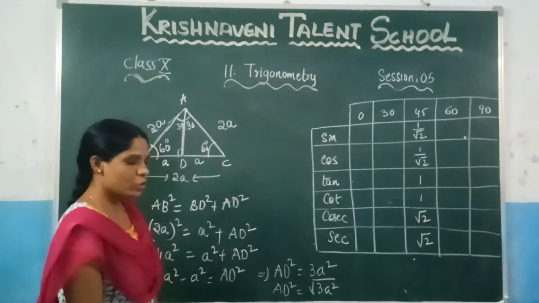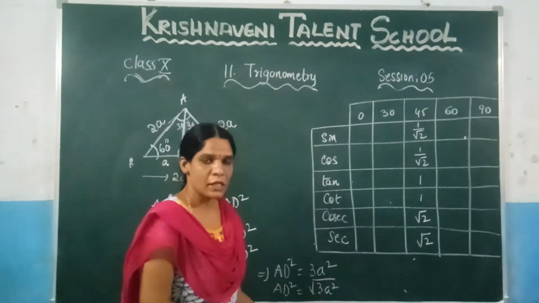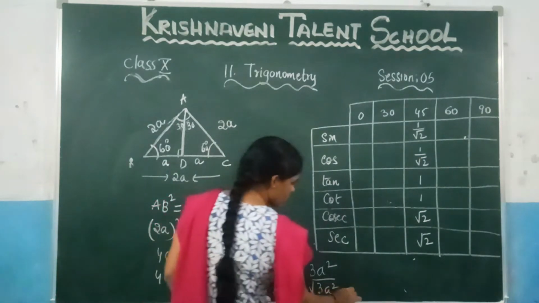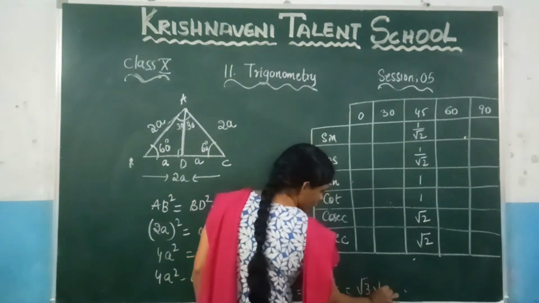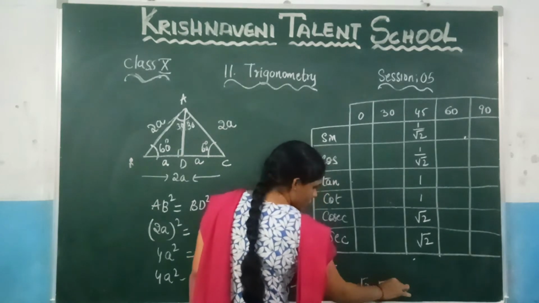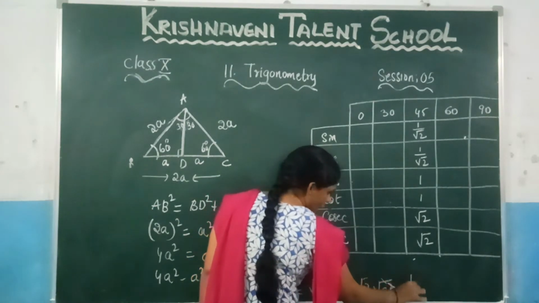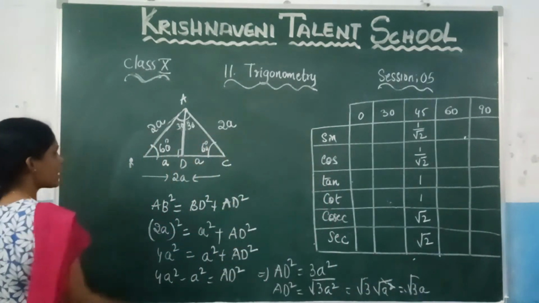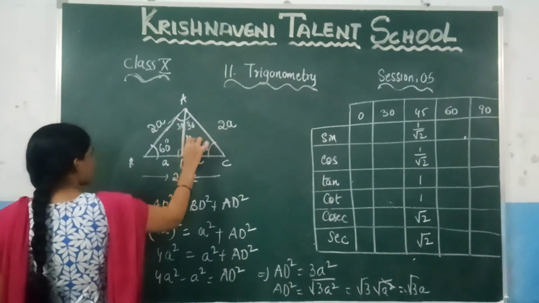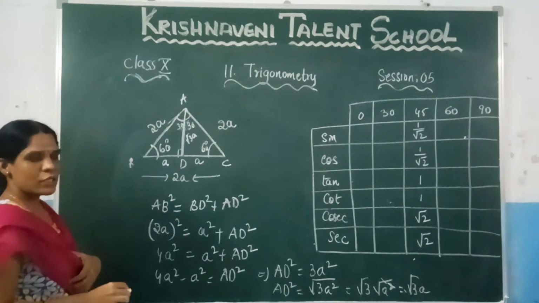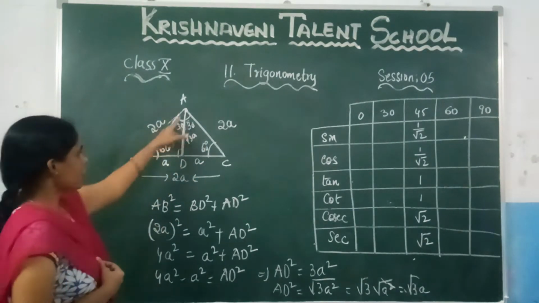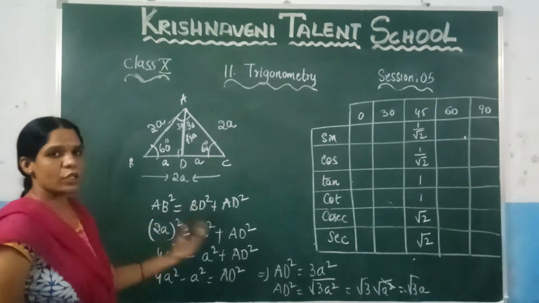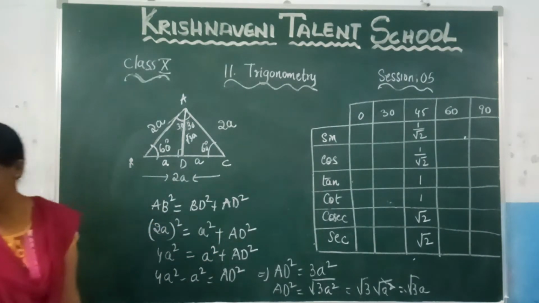Again, separate the root values. It is in the form of root AB, you can write it as root A into root B. So write it as root 3 into root A square. Here this square and this root will get cancelled and you will be left with root 3A. So you got one of the sides as root 3A. Here you can observe all three sides of this right angle triangle. Now you can find any of the trigonometric ratios. Let us find that.